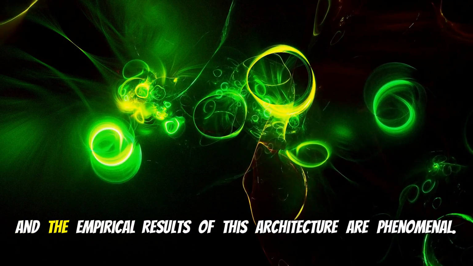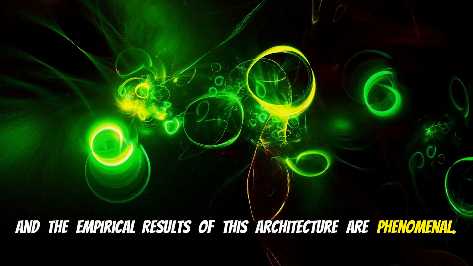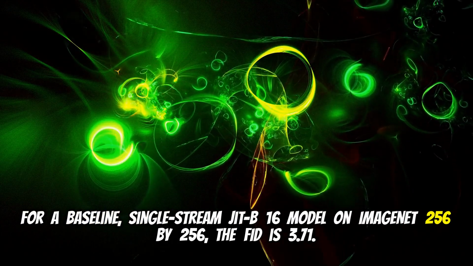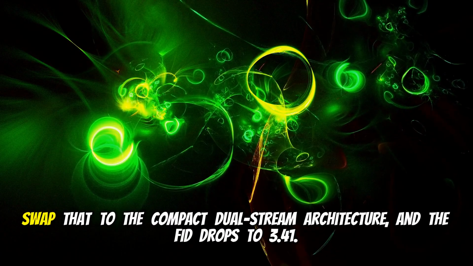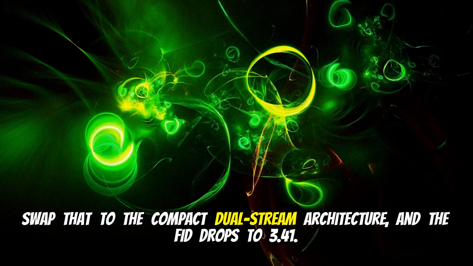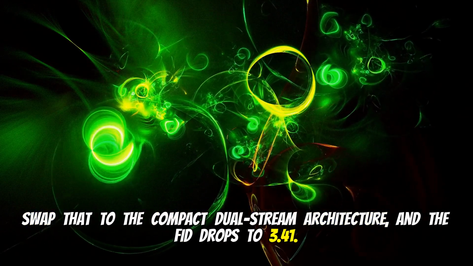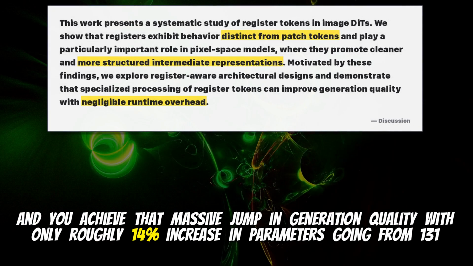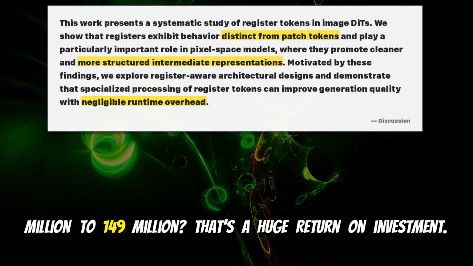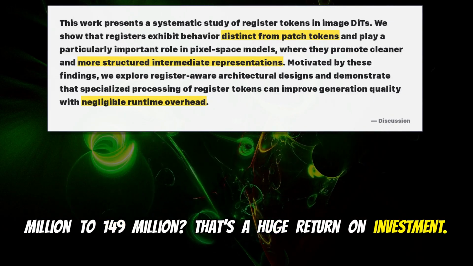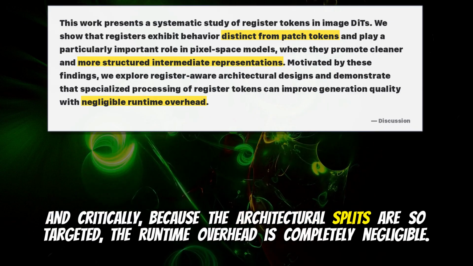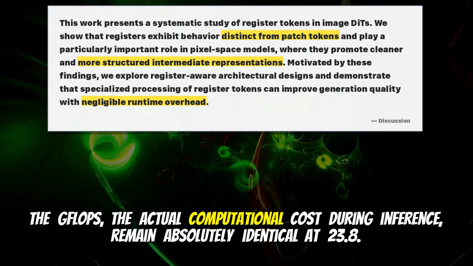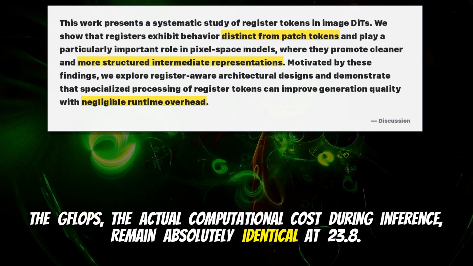Yes, exactly. And the empirical results of this architecture are phenomenal. For a baseline single-stream GTB16 model on ImageNet 256 by 256, the FID is 3.71. Swap that to the compact dual-stream architecture, and the FID drops to 3.41. And you achieve that massive jump in generation quality with only a roughly 14% increase in parameters, going from 131 million to 149 million. That's a huge return on investment. It really is. And critically, because the architectural splits are so targeted, the runtime overhead is completely negligible. The GFLOPs, the actual computational cost during inference, remain absolutely identical at 23.8.